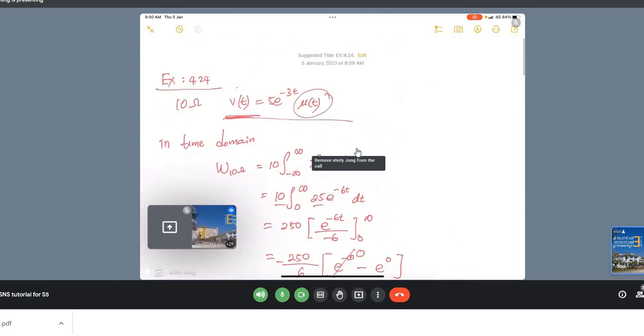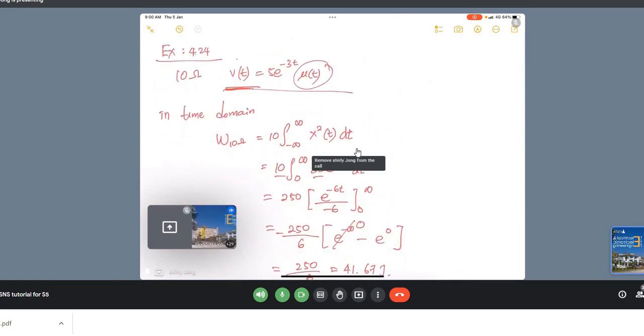Okay, for this question, the question asks you to find the total energy dissipated in the resistor, right? And the question given is only 10 ohm resistor and the voltage. Okay, this voltage is Vt equal to 5 exponent.